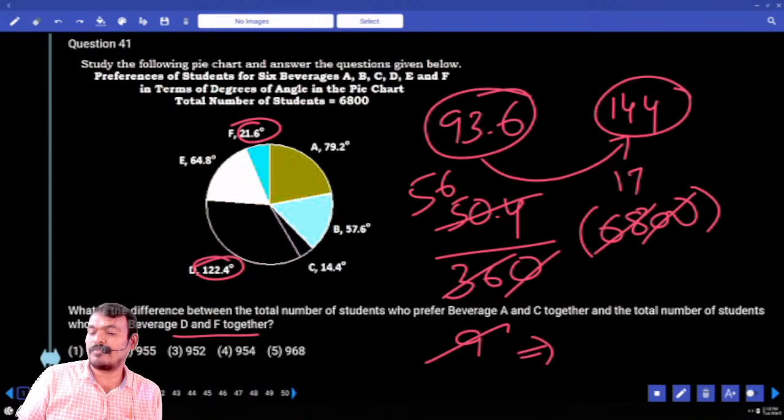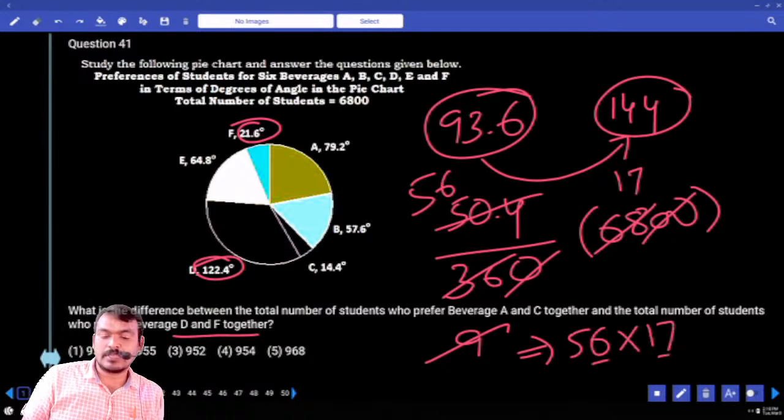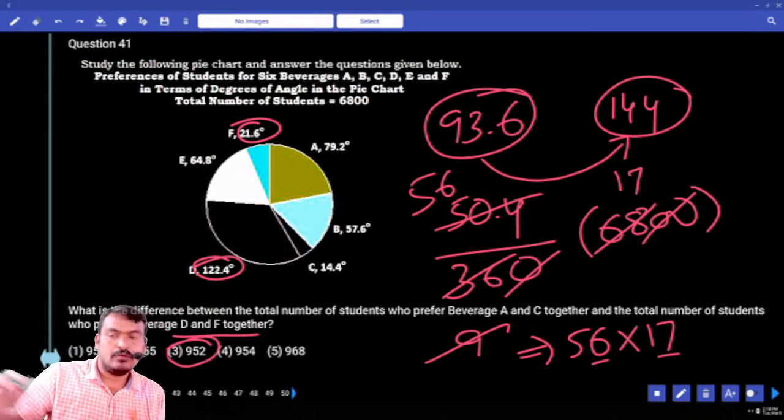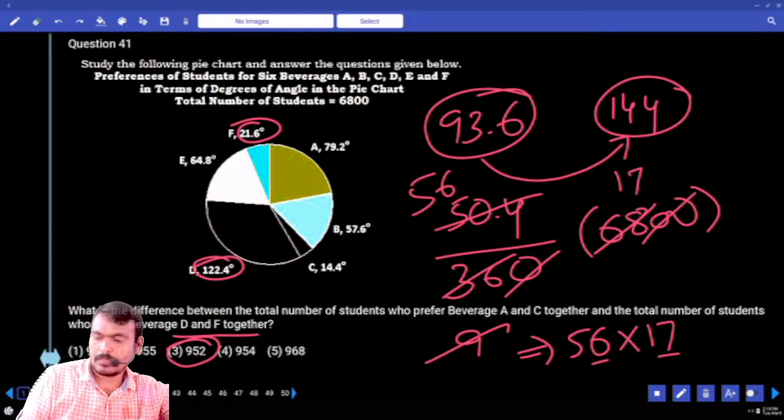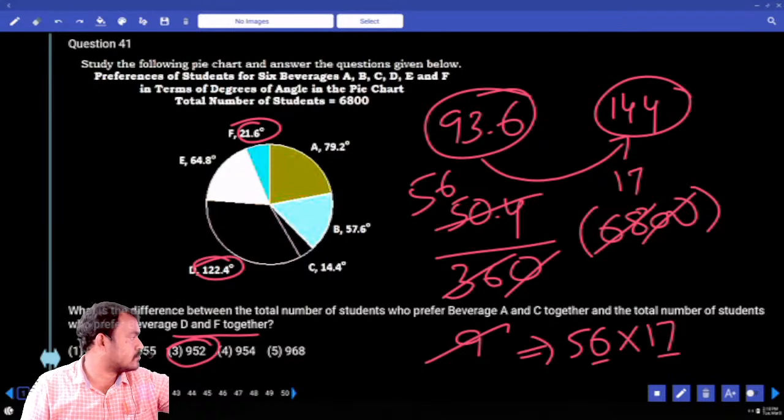Then answer 56 into 17 or not? 6 into 7 ending with 2. How many options? Only one or not? 850, 112. 850, 1 or 2.